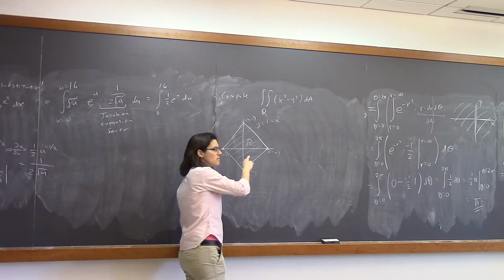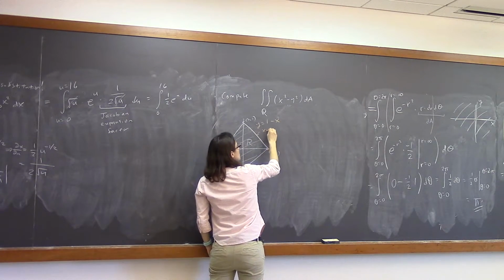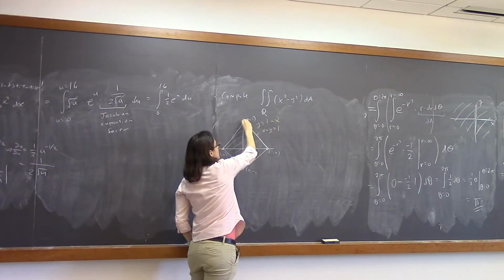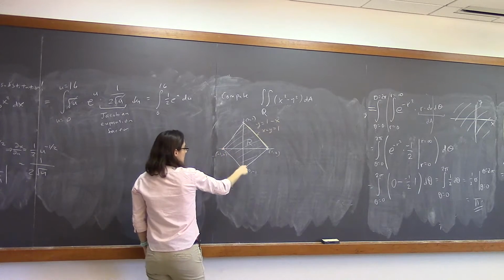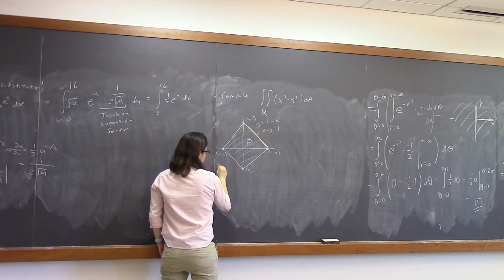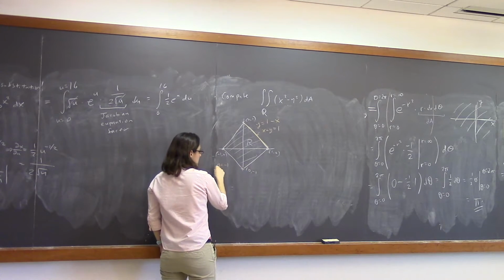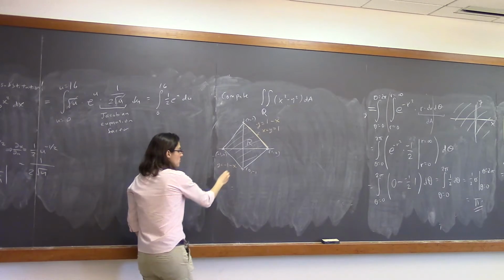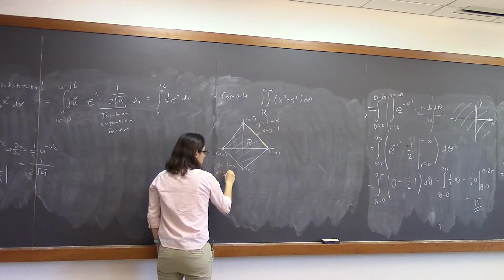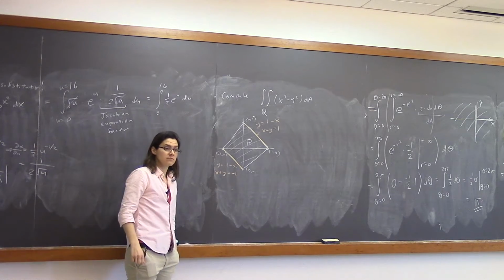Yeah? Starts at 1, slope of negative 1. So another way of writing this line is x plus y equals 1. That's the equation for this line. How about this line? This line starts at negative 1 and has a slope of negative 1. So the equation is y equals negative 1 minus x. So you could rewrite that as x plus y equals negative 1. That's the equation for this line.